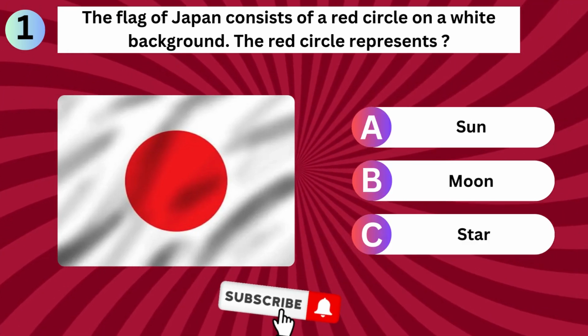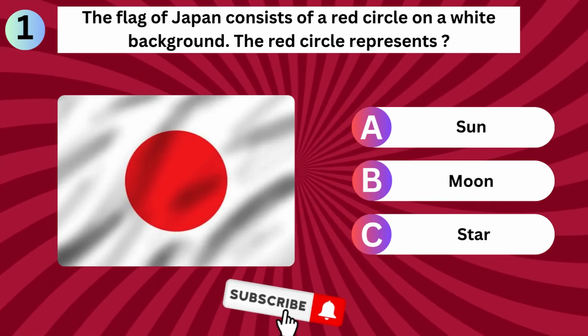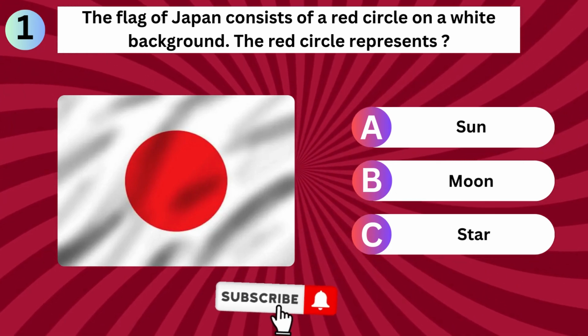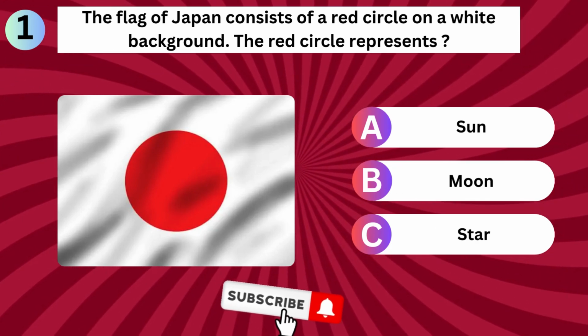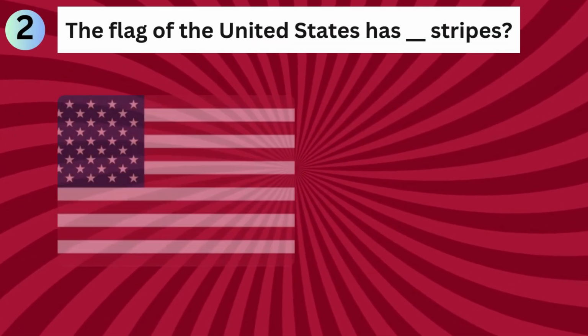The flag of Japan consists of a red circle on a white background. The red circle represents sun, moon, star. Sun is the best answer.